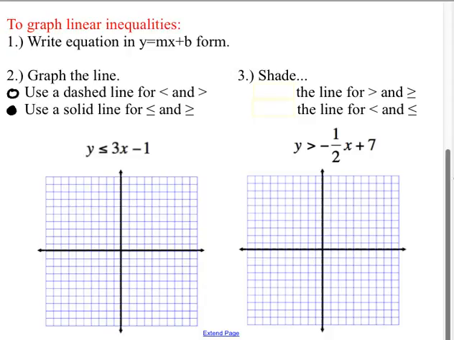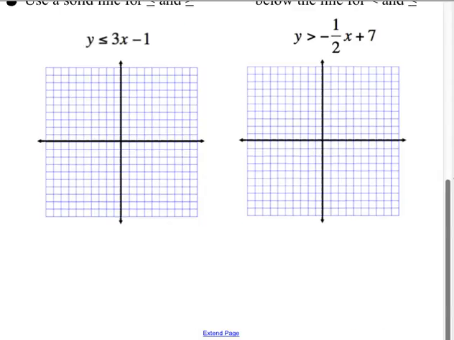Then in terms of shading, shade above if it's greater than, underneath or below if it's less than. And I think that's pretty self-explanatory. I haven't really had kids mess that one up, right? Pretty self-explanatory if it's up or down, less than or greater than. So let's dive into actual graphing then, because that's going to be the bulk of our lesson, to graph these things.